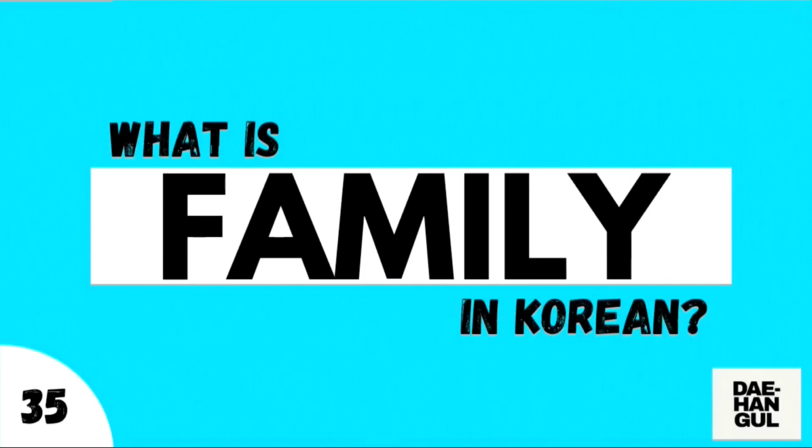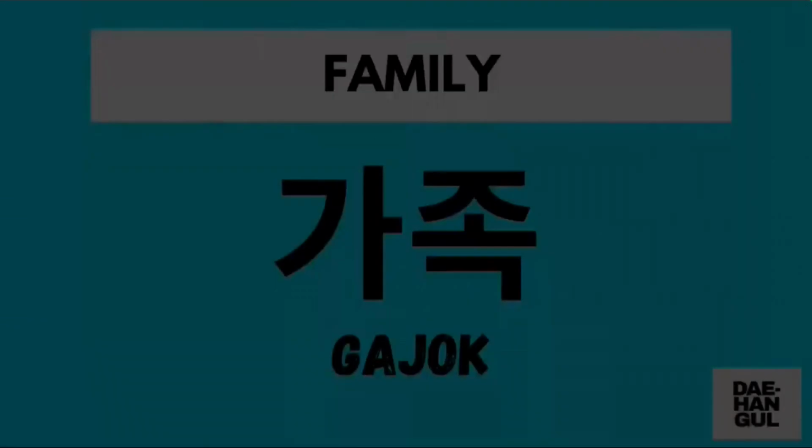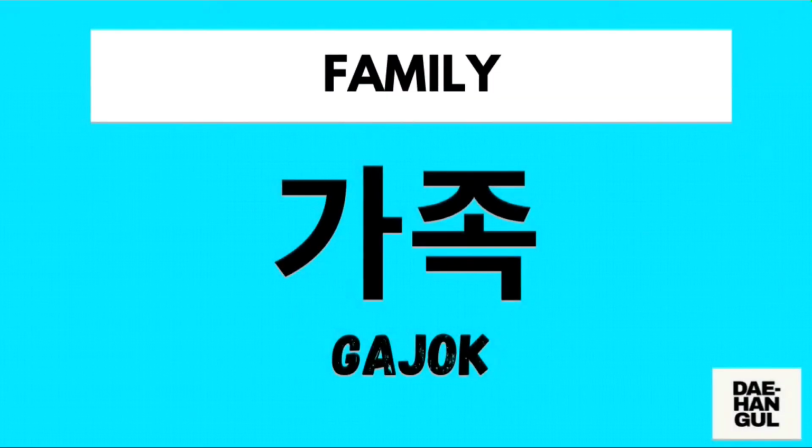What is family in Korean? The Korean term for family is 가족. Again, it's 가족. This is pronounced as a two-syllable word. The first syllable is ga, and the second syllable is 족. Pronounce it with me. 가족, 가족.